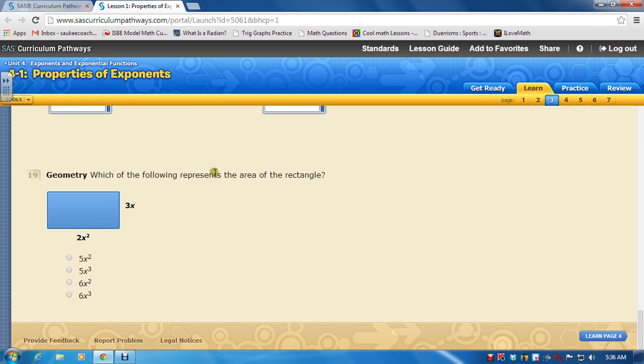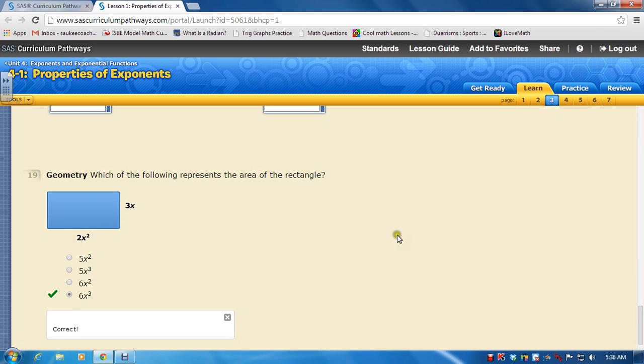Here's an application area of this rectangle. As we know, to find the area, we take the base times the height, or length times width, of a rectangle. Therefore, if I took 2x squared times 3x, multiply my coefficients first, that would be 6. X squared times x would be x cubed, and I'm good there.